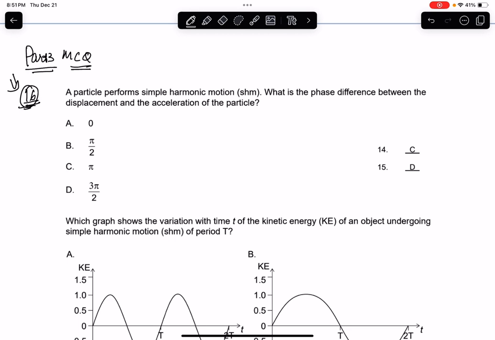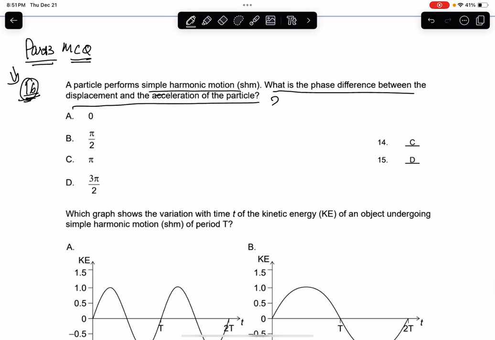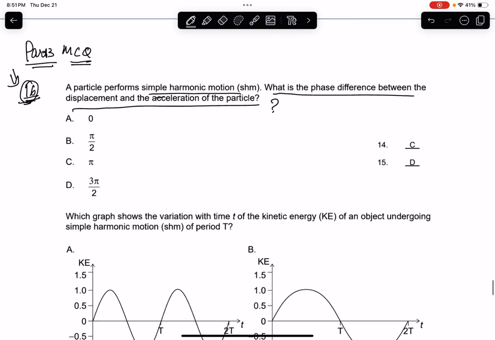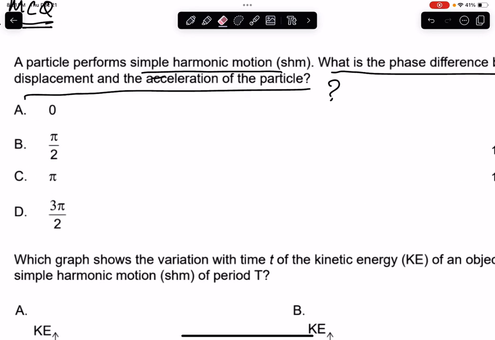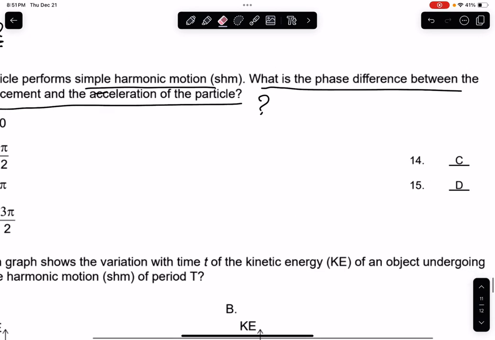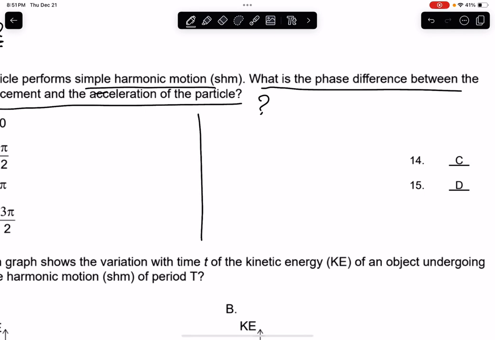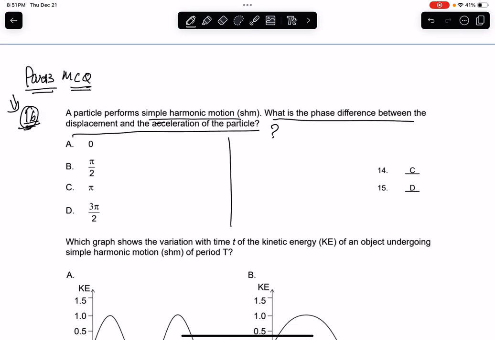So now in this case, a particle is performing simple harmonic motion. What is the phase difference between the displacement and the acceleration of the particle? Okay, so the best way to understand this would be to just graph the functions of displacement and acceleration. So we are looking at the phase difference between displacement and acceleration.